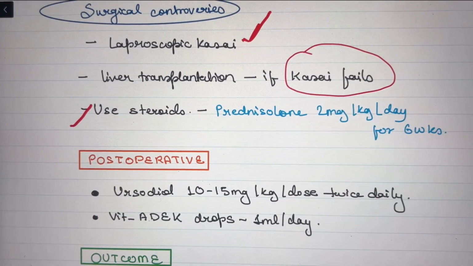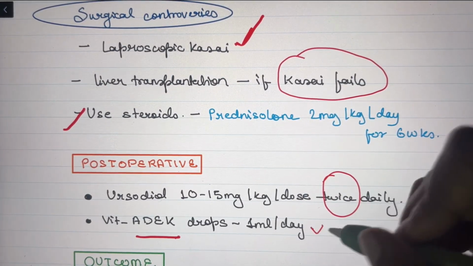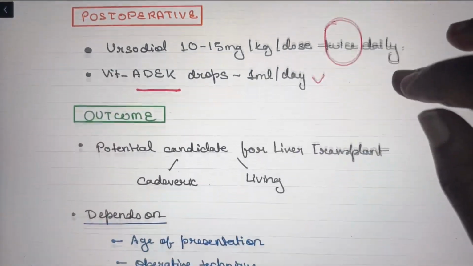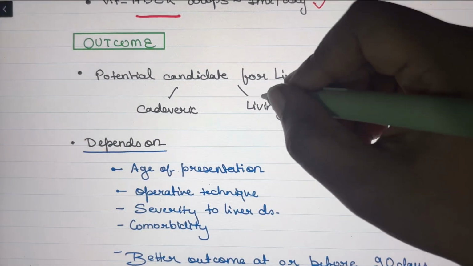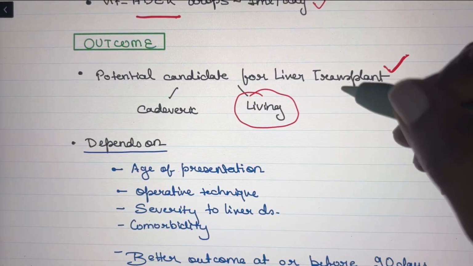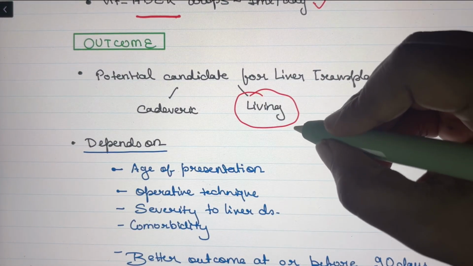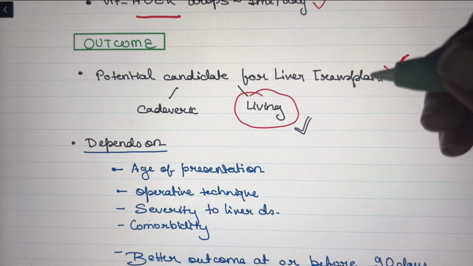Post-operatively, we have to give ursodiol, that is 10 to 15 mg per kg per dose twice daily, and also we have to give vitamins A, D, E and K, given 1 ml per day to the neonate. Outcome: the potential candidate for liver transplantation should get the liver transplant. If Kasai procedure fails, then we have to do liver transplantation. Liver transplantation can be from a living donor, and the most common cause of liver transplantation in children is biliary atresia, I have already told. Generally, with a living donor, parents are a good match for the neonate, and parents generally give the liver to the neonate.